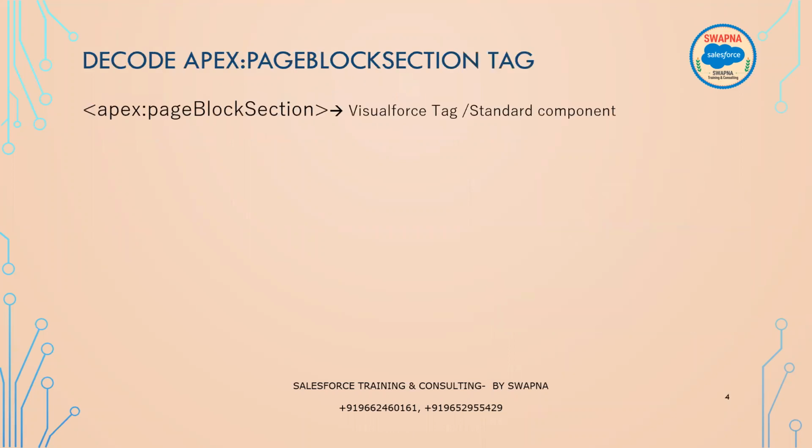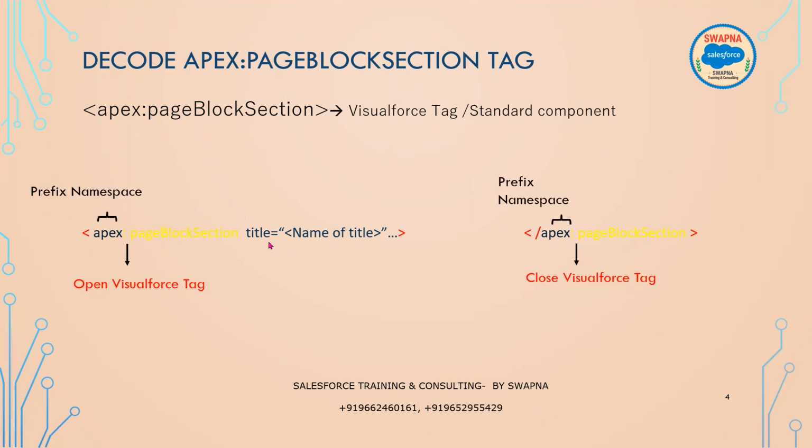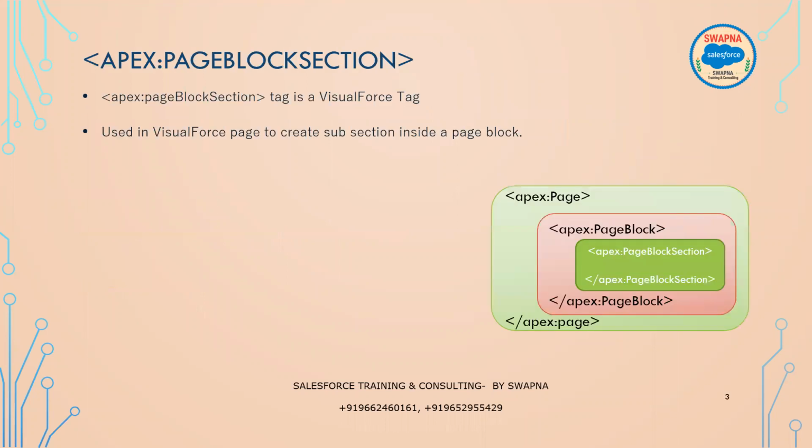Whenever we decode the page block section, we get Apex colon page block section, which is an open Visualforce tag, and we have a closing Visualforce tag. Within the open tag, we have title, which is an attribute. Before the colon, Apex is a prefix namespace, and page block section is the component name. Whatever attributes we have within that, for example title, are the attributes. If you want to take notes, please take them. Apex page block section.